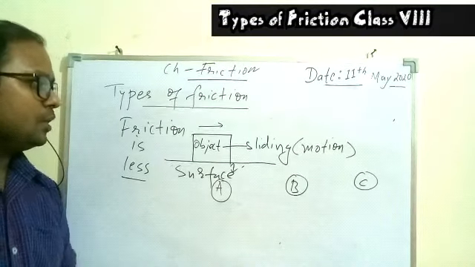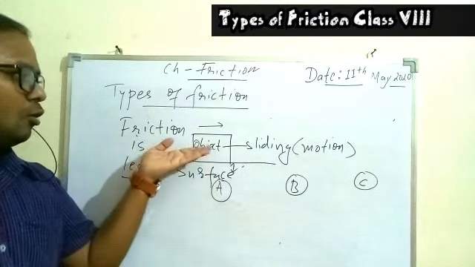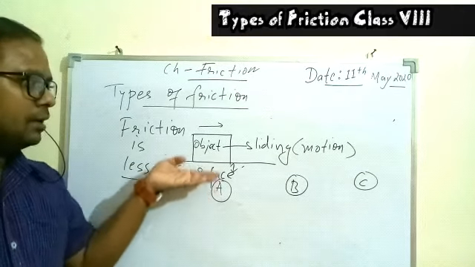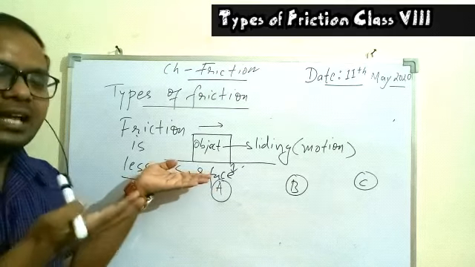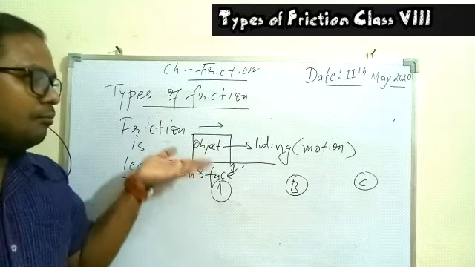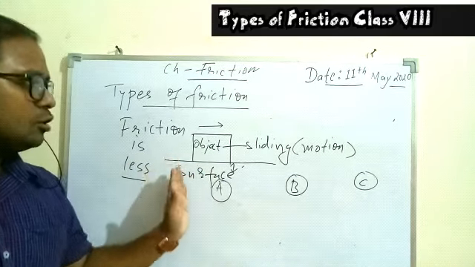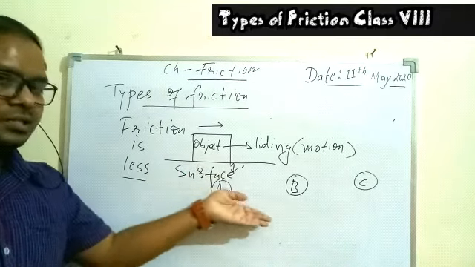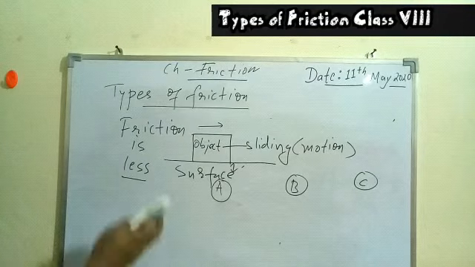I am repeating again, once the object comes in motion, the object will get less time to get interlocked with the surface, because for interlocking between the object and the surface some time is required. So more is the time given, more will be the interlocking, less is the time given, less will be the interlocking. More interlocking, more friction, less interlocking, less friction. So once the object starts moving in the forward direction, the object will have less time to get interlocked with the surface, and hence friction will be less.